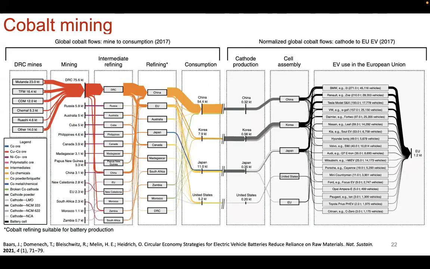And you really see the dependence on the Democratic Republic of Congo in this chart here. You could see that these few mines in the DRC are responsible for the majority of the cobalt that ends up in electric vehicles. Okay. So we're heavily reliant on one region.